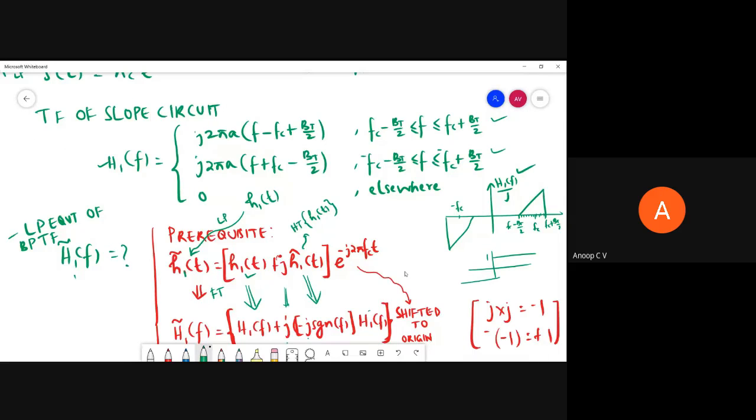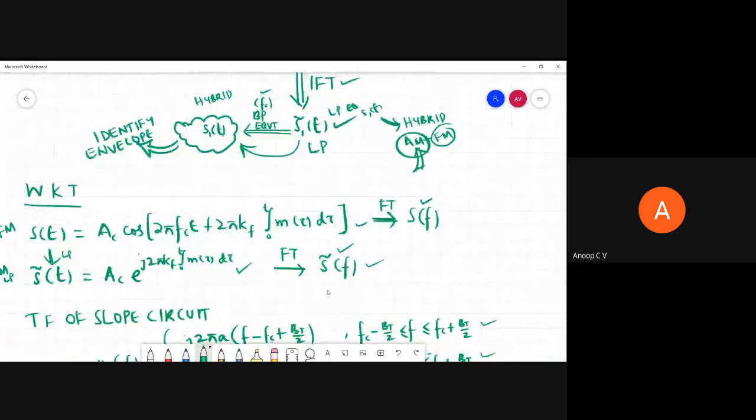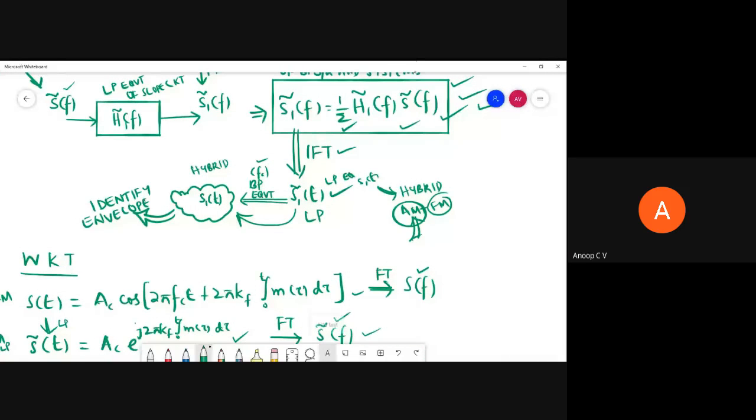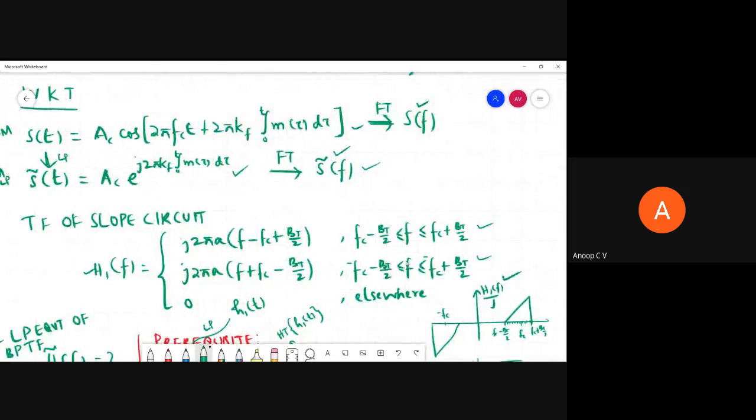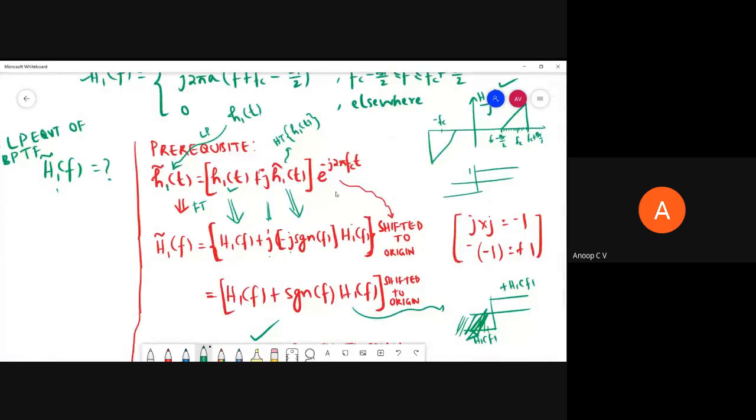So what we need here, as per our requirement, is to find H1 tilde of f. How to find H1 tilde of f is the next question. It is also a lengthy process. For that, we can take H1 tilde of t in the time domain.